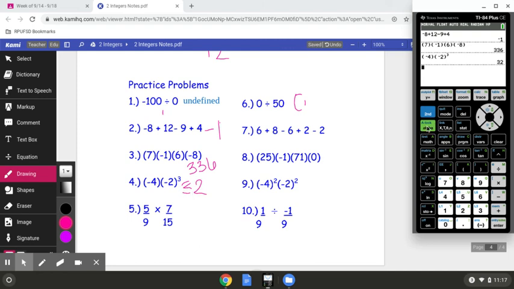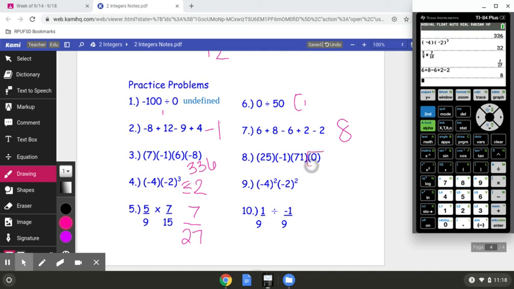Okay, now we have fractions again. So it's alpha, y equals, enter. And it's 5 over 9 times alpha, y equals, enter, and then it's 7 over 15. So you get 7 over 27. I already did number 6, and now the next one is 6 plus 8 minus 6 plus 2 minus 2. Get 8.